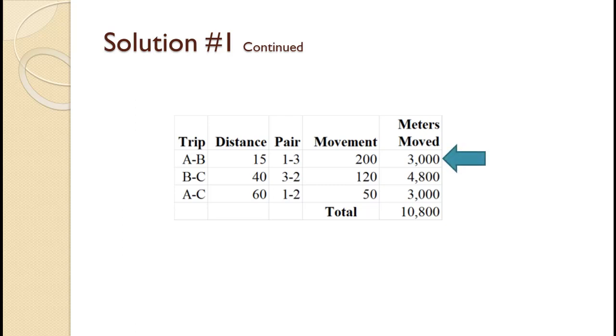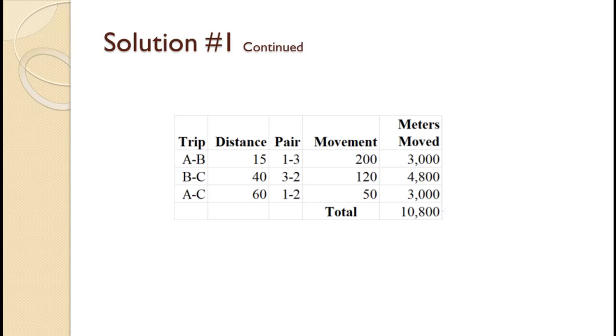For A to B, we have assigned 1 and 3. For that combination, 15 times 200 equals 3,000. For B to C, 3 and 2 are assigned, and 40 times 120 equals 4,800. Finally, A to C has 1 and 2 assigned, and 60 times 50 equals 3,000. Those total to 10,800.